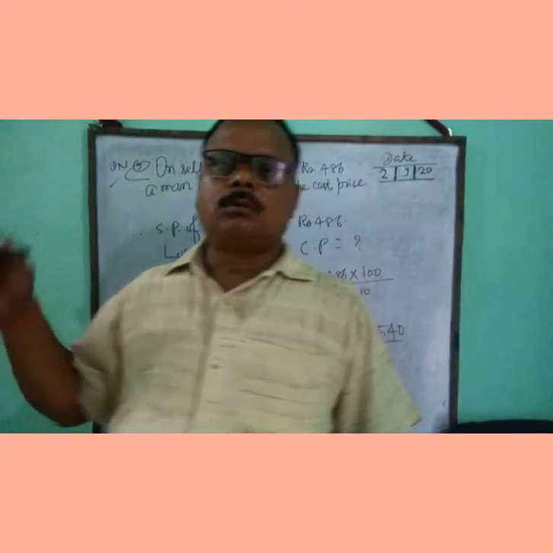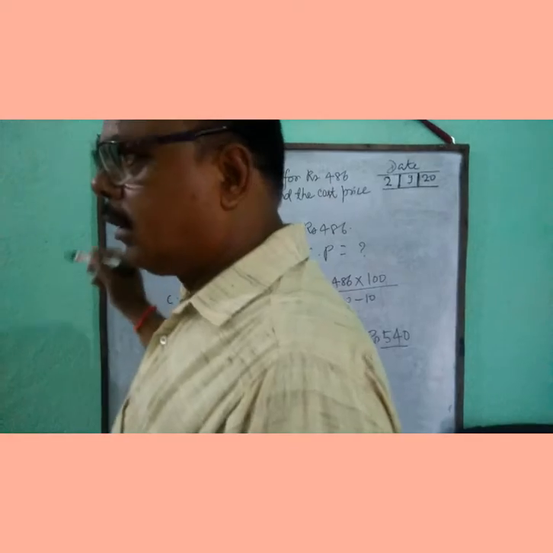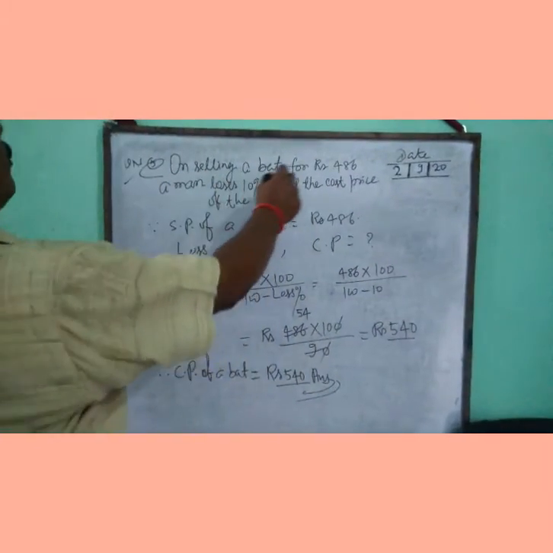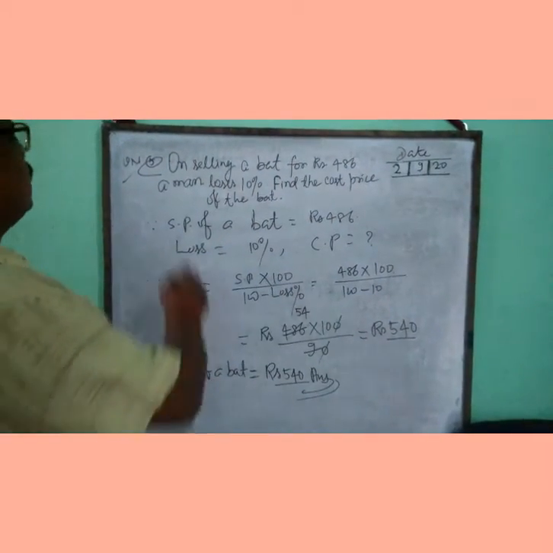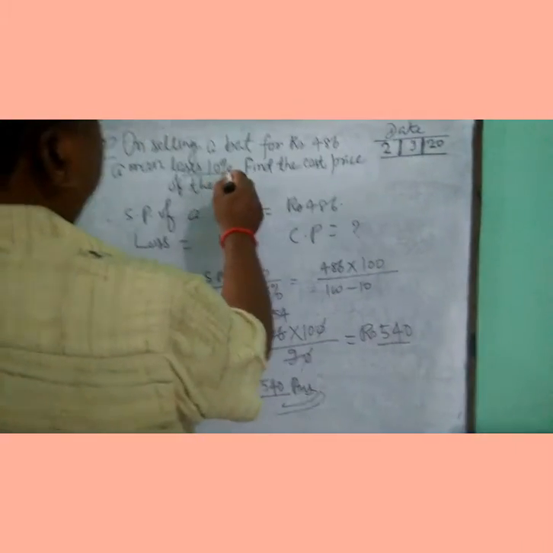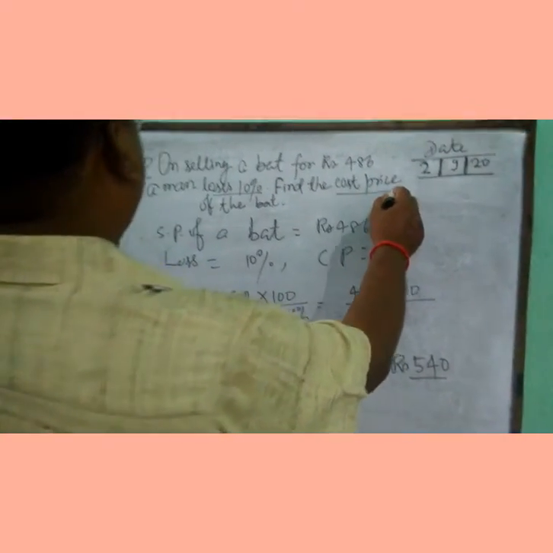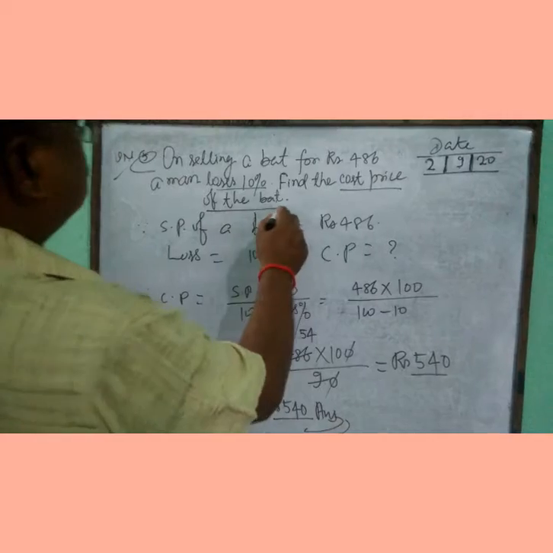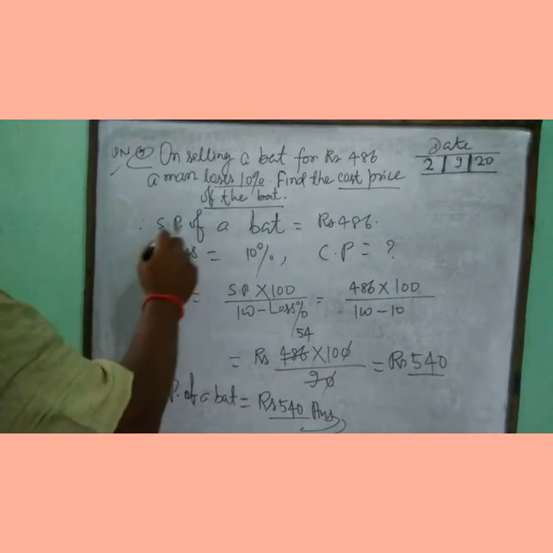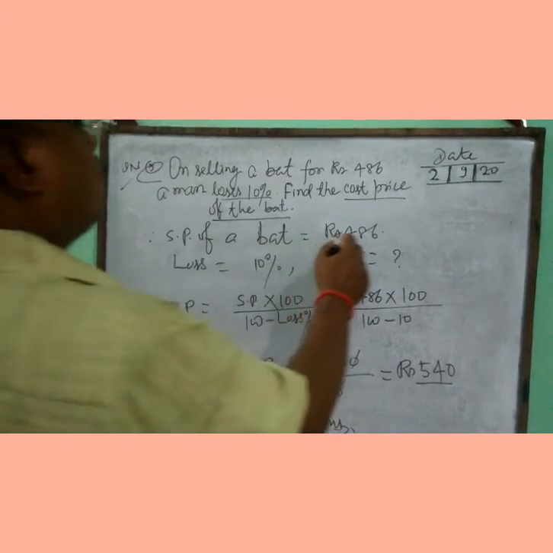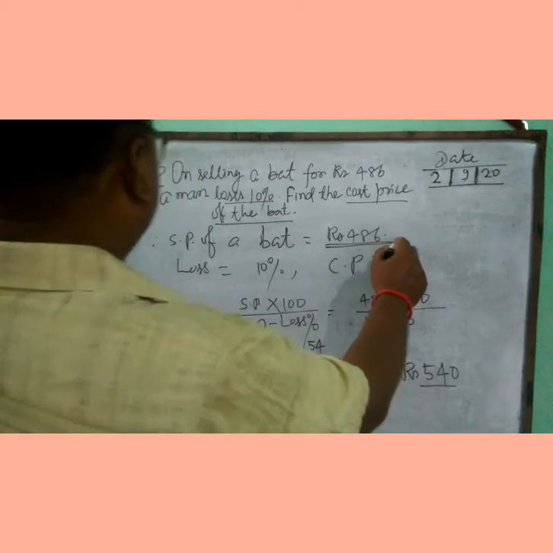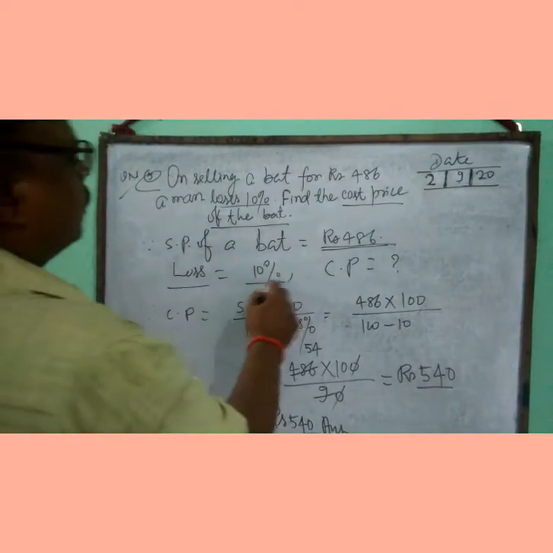Friends, look forward on the board side. Question number 5. On selling a bag for Rs 486, a man lost 10%. Find its cost price, the cost price of the bag. So the SP of a bag is equal to Rs 486. Loss is equal to 10%.